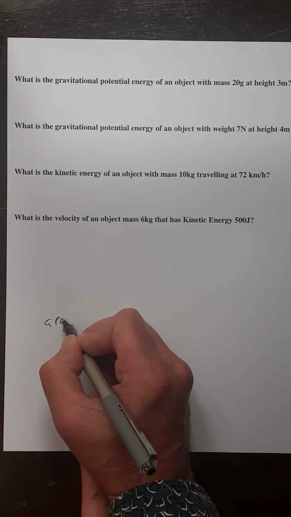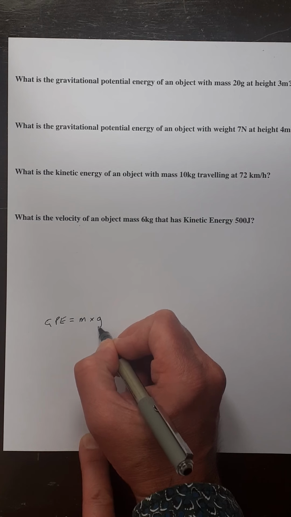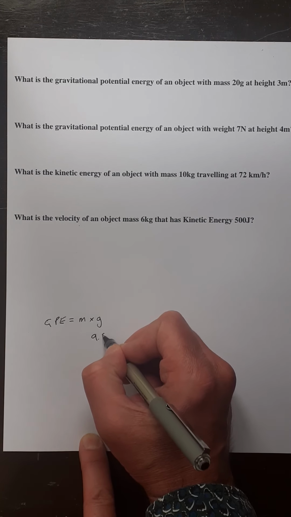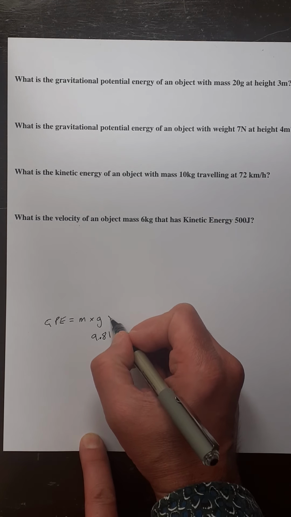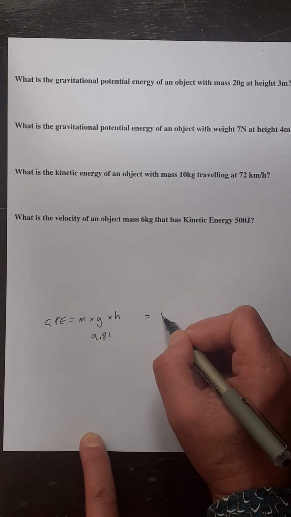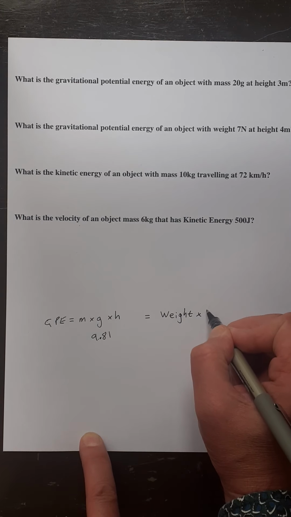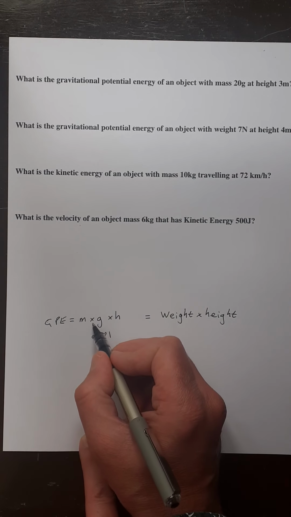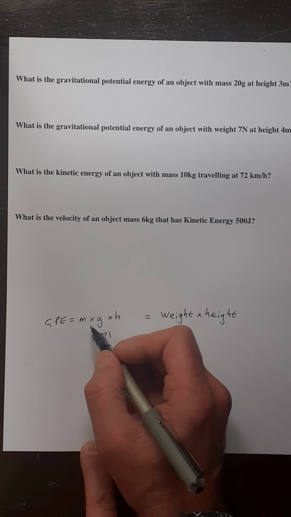Okay, so gravitational potential energy is equal to the mass of the object times g, the gravitational acceleration, which on Earth we're going to use as 9.81, just like we did in the SUVAT questions, times the height of the object that it's been raised by. Okay, you might also see this as being the weight of the object times the height, with just a little bit of a clue that mass times this gravitational acceleration is what's going to give us the weight of an object.